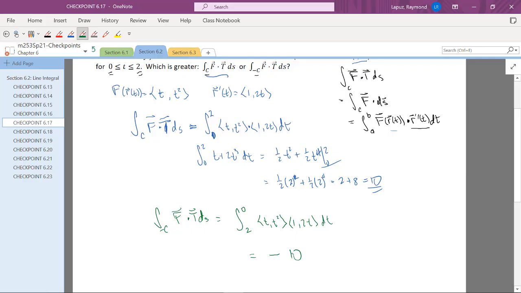Okay, so which is greater? It looks like the positive 10 will be greater, but the difference between them is just that they're opposites, off by a negative sign. All right, I hope that helps.